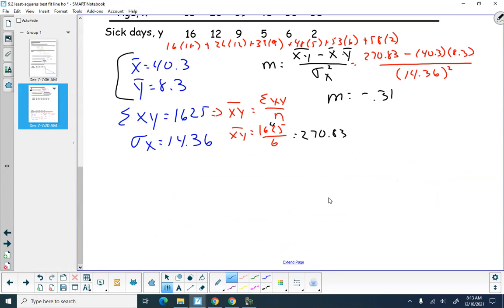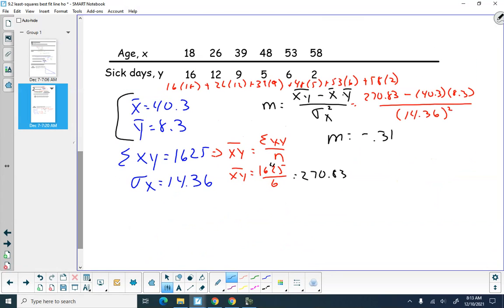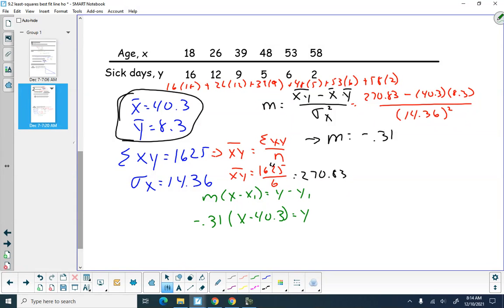So now to determine the equation of our line, we have this point that we go through, and here is our slope. So we have y minus y1 equals m times x minus x1. Well, the point we go through is x bar, y bar. So we have negative 0.31 times x minus 40.3 is equal to y minus 8.3. So we can distribute our negative 0.31 through.